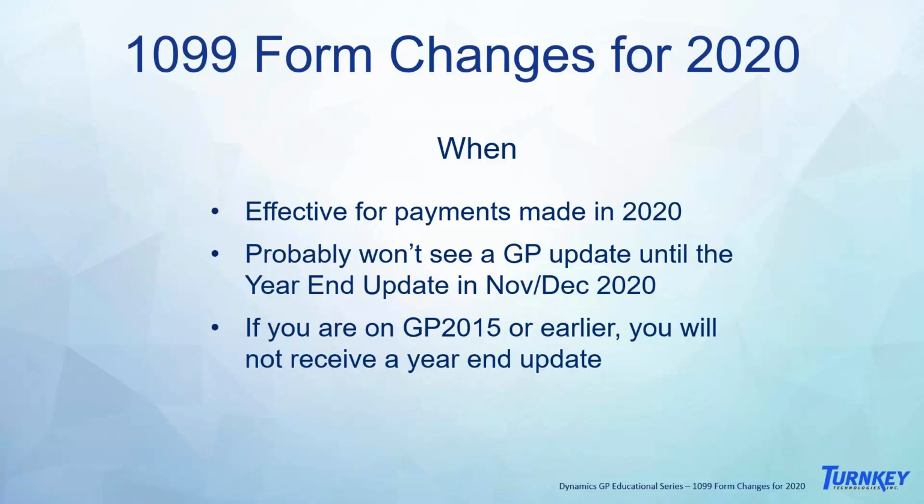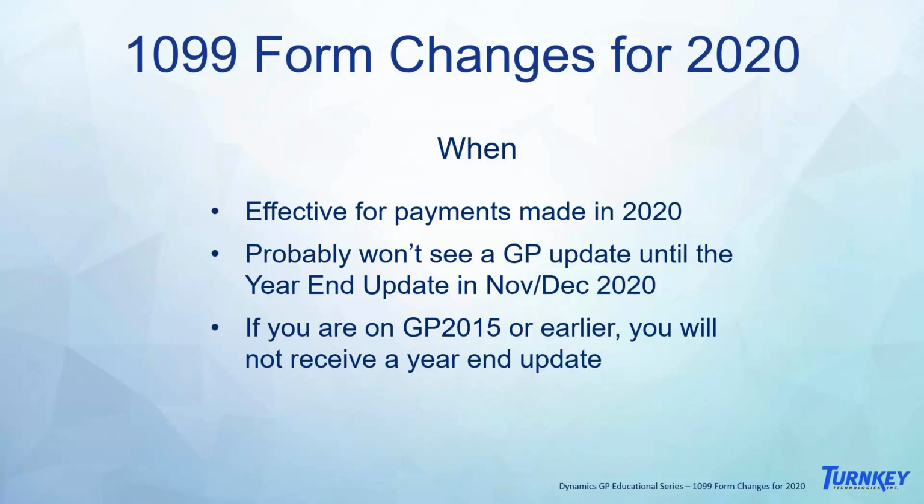Okay. The big news here is if you're on GP 2015, mainstream support will end for GP 2015 on April 1st. So that means GP 2015 won't get a year-end update. If you're on GP 2015 and you use GP to do your 1099 reporting this year, you won't be able to use it next year because it won't be compliant. Your version of GP won't have the update to represent that new form.